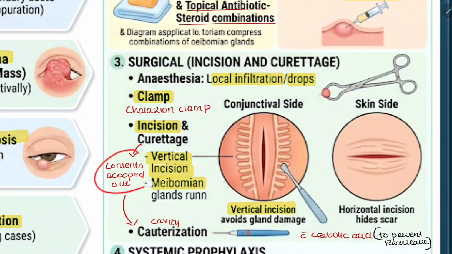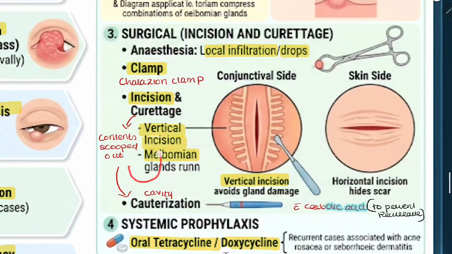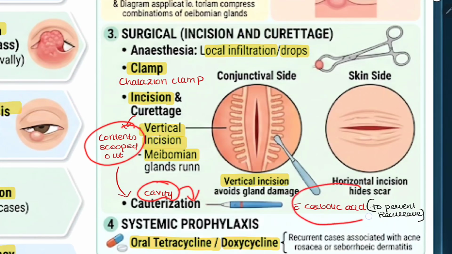Then we do curettage so that the contents are scooped out, and then there is a formation of a cavity. This cavity is cauterized using carbolic acid to prevent recurrence. So, anesthesia by local infiltration or drops, then we apply the Chalazion clamp, then a vertical incision to avoid adjacent gland damage, then curettage, and the contents are scooped out. We cauterize the cavity with carbolic acid.